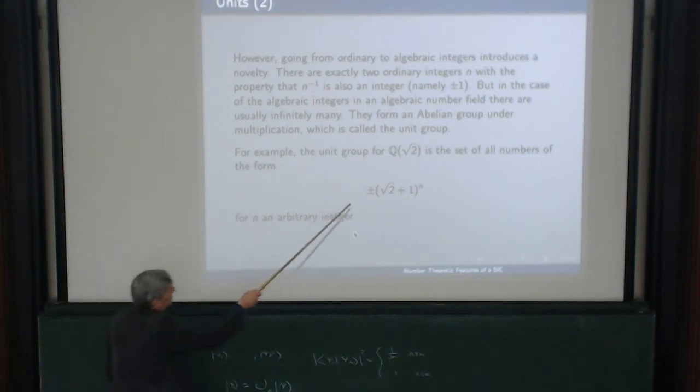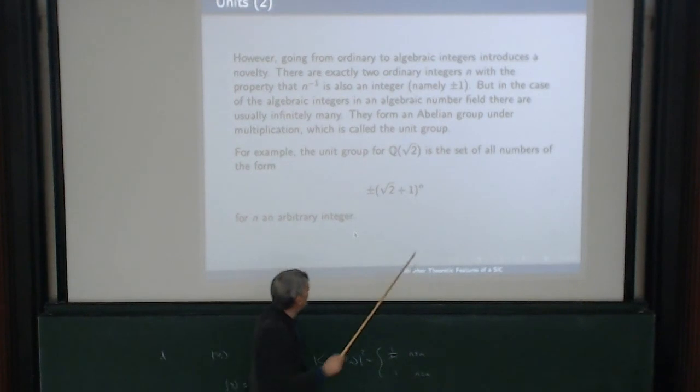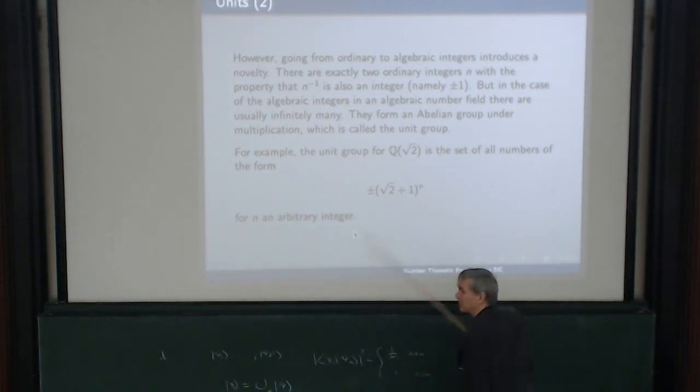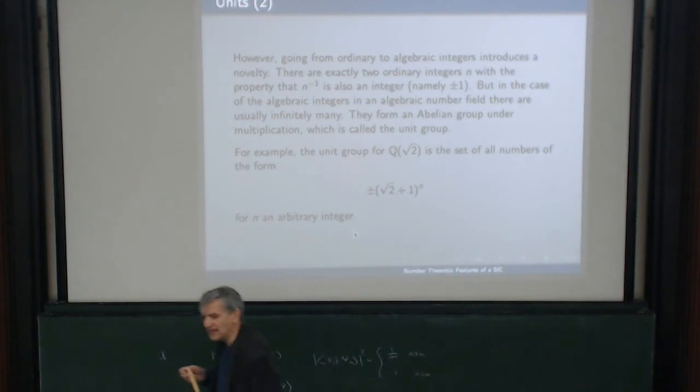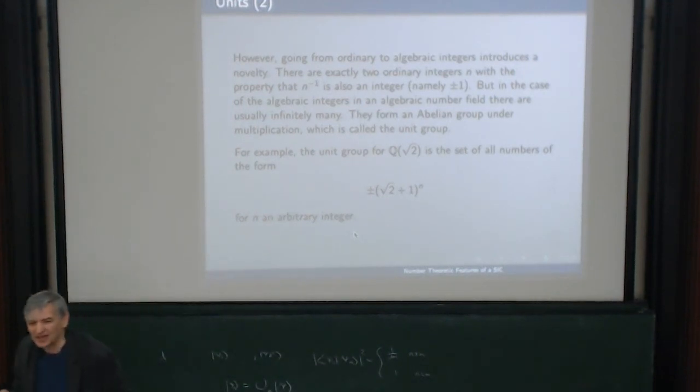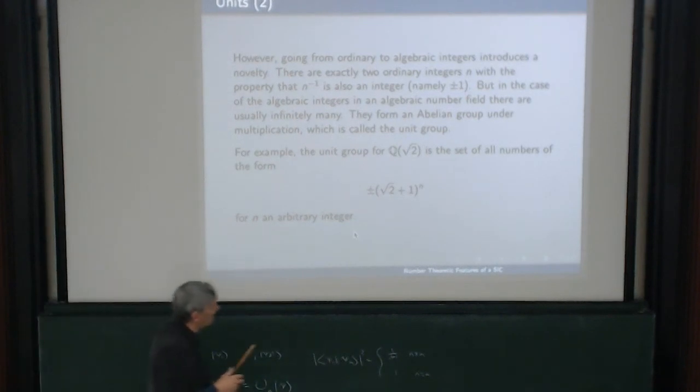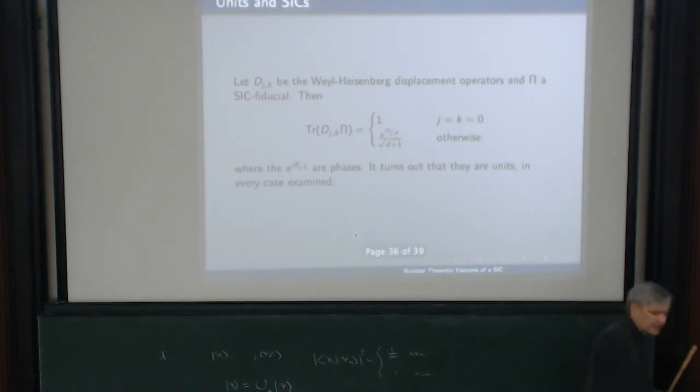algebraic integers whose inverses are also algebraic integers. In the case of the field with 2 root 2, every such integer can be plus or minus, positive or negative. And the set of such numbers are called units. If you multiply two of them together, you get another unit. So they form a group, the unit group, which is an object of considerable interest in this subject.